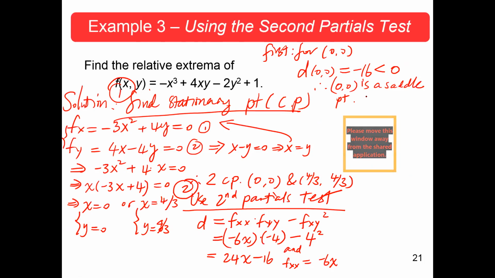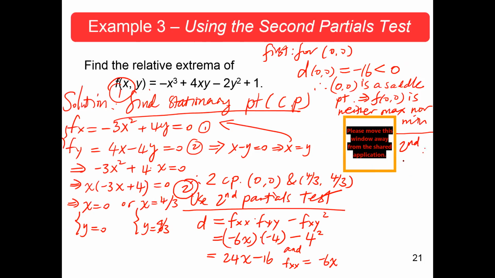Okay, saddle point, which means the function at 0, 0 is neither max nor min. Make sense? Yep.